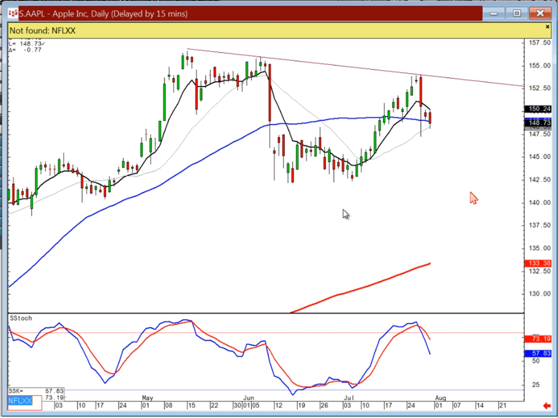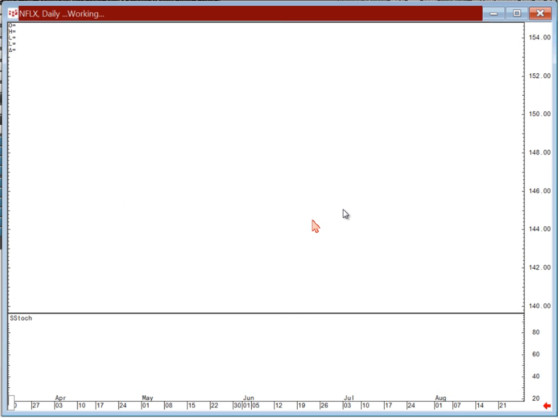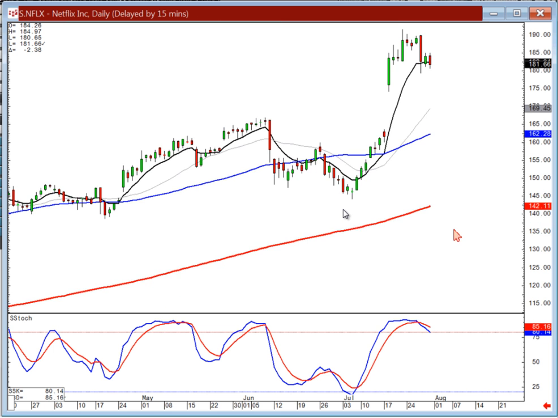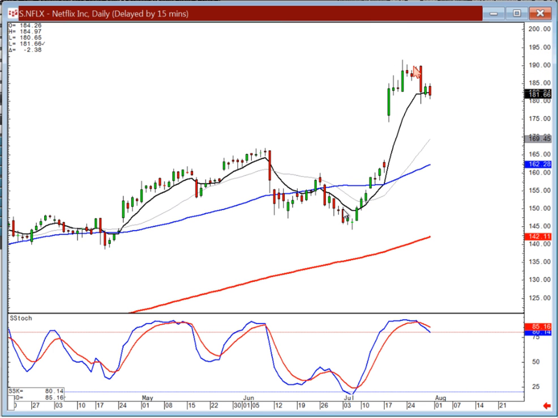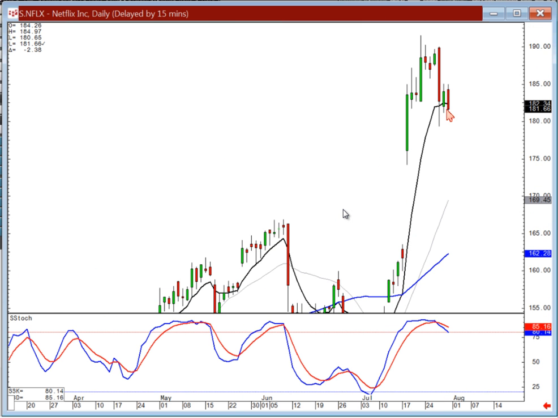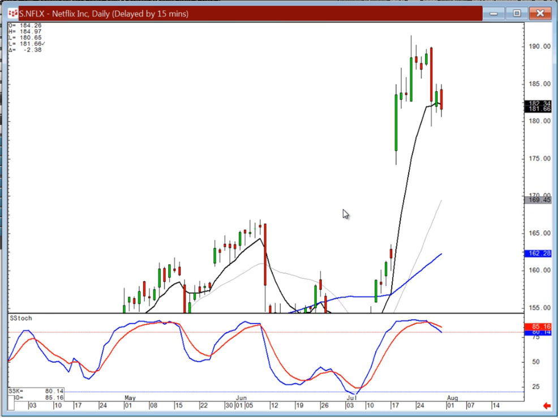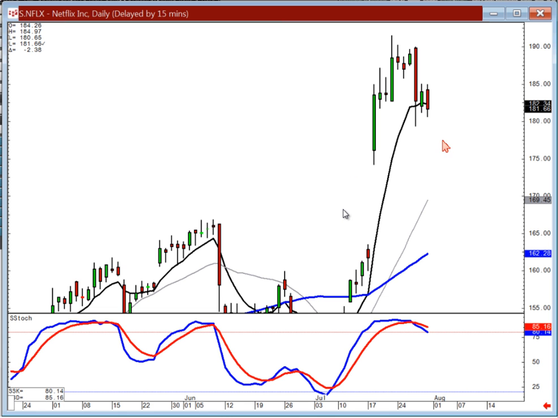Netflix. What happened there? Netflix. Another one that had a bearish engulfing. And today it closed back below the T-line. You can short this on weakness. Where's the next likely target? Well, you could be coming all the way back down to the 50. First target would probably be this level.